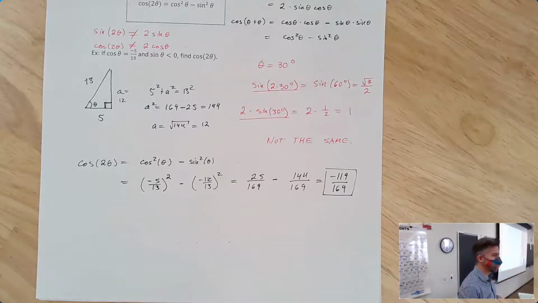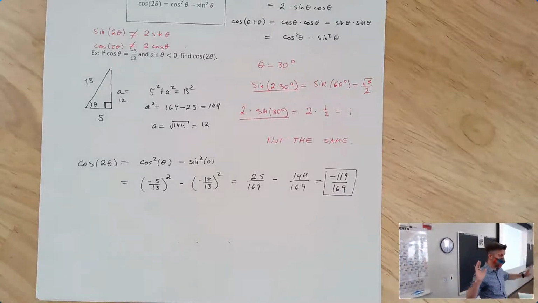Oh, so whoa, it's not 20 degrees, it's 2 theta. Yeah, so we don't actually know what the angle is. It's just a made up angle, and cosine of it is negative 5/13.